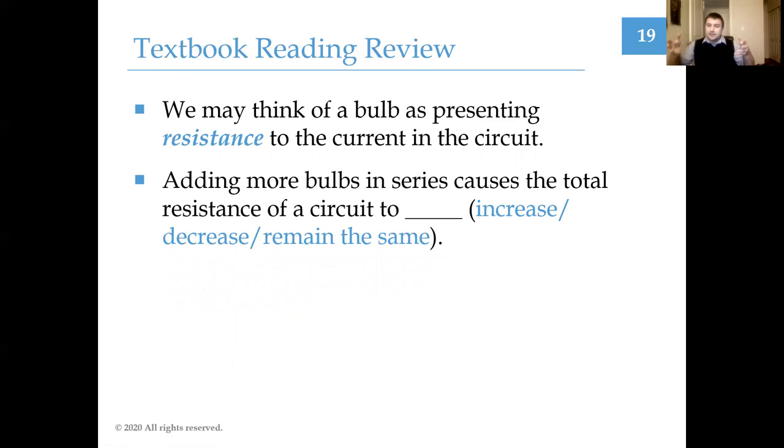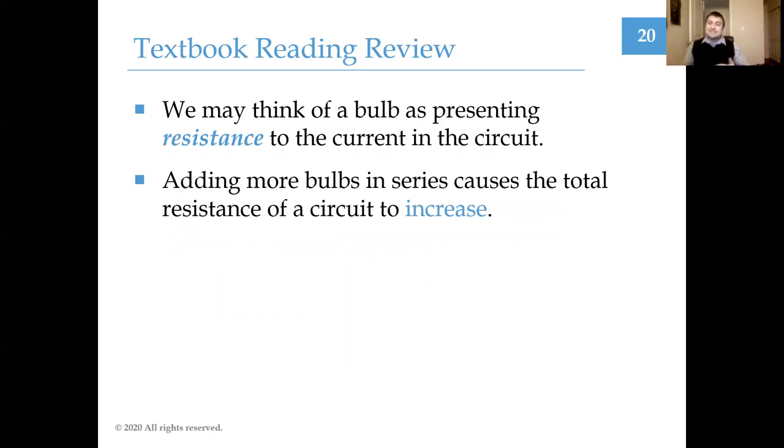All right, let's specify this a little bit more. I've been referring to these bulbs as obstructions. More specifically, we refer to them as presenting resistance to the current flow. The more bulbs that are present, the more obstructions they present to the circuit, and therefore the larger amount of resistance to the current flow they present to the entire circuit. So the more bulbs I add in series, the more obstructions the current has to pass through, therefore the more resistance the circuit is presenting to the current flow.